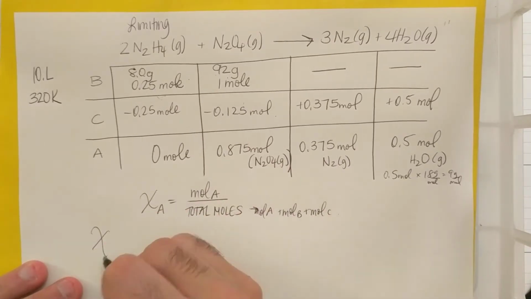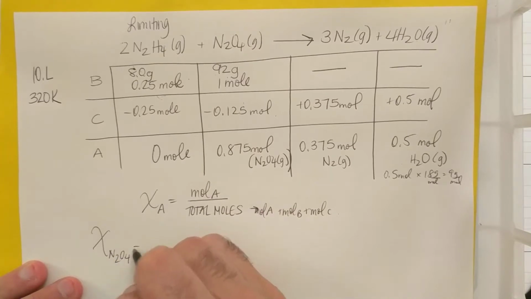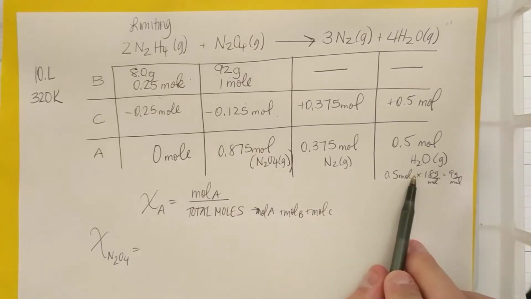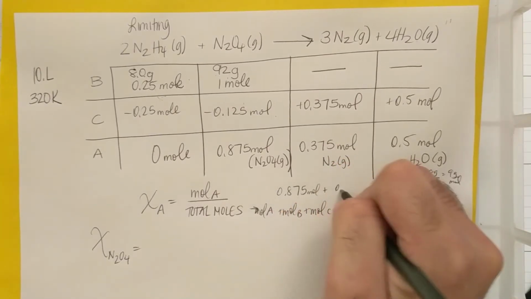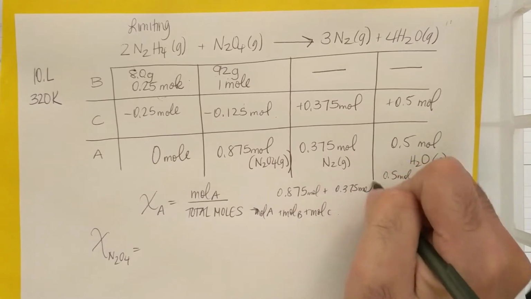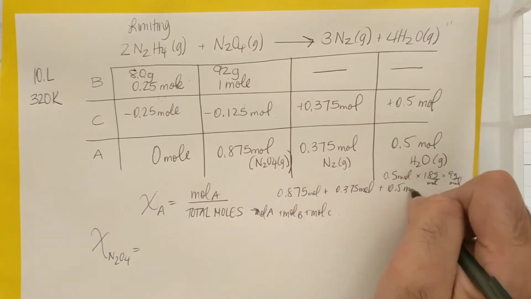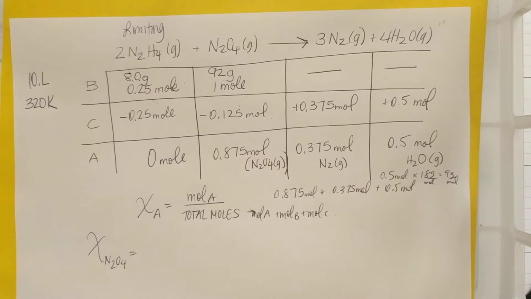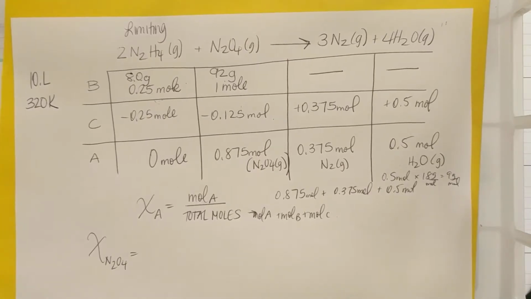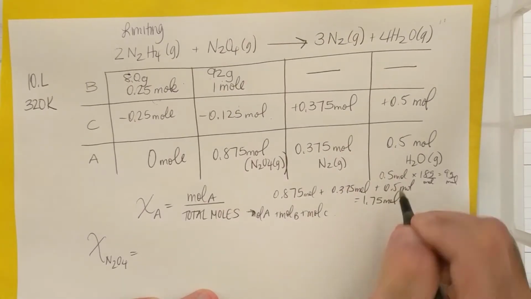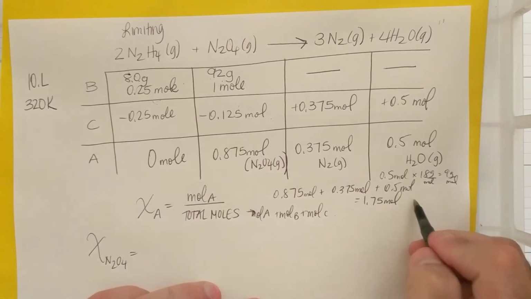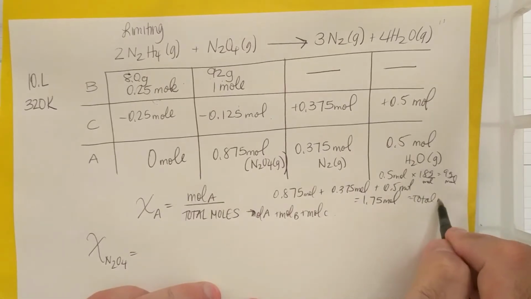So I'll do my mole fraction of N2O4. First I'm going to get my total moles. I'm going to do 0.875 moles plus 0.375 moles plus 0.5 moles. So 0.875 plus 0.375 plus 0.5, and I get 1.75 moles as my total moles.